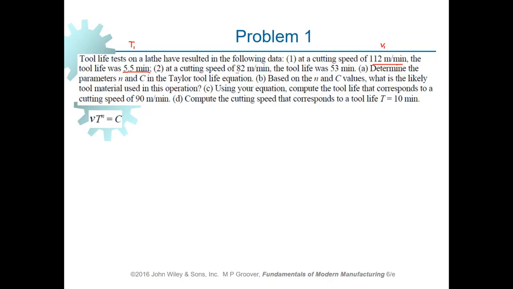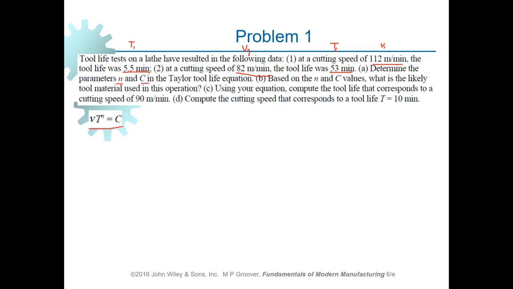At the cutting speed of 82 meters per minute, this is V2 now, the tool life was 53 minutes. So when we reduce the cutting speed, then we increase the tool life from what it was to T2. So this is T2. Okay, determine the parameters N and C in the tool life equation.